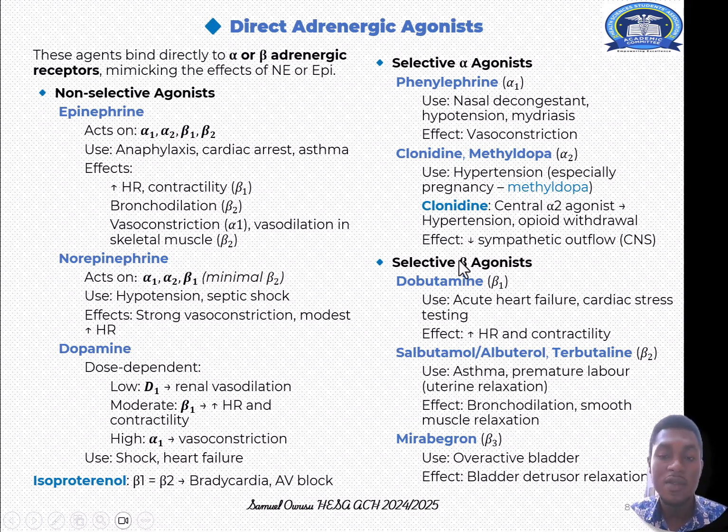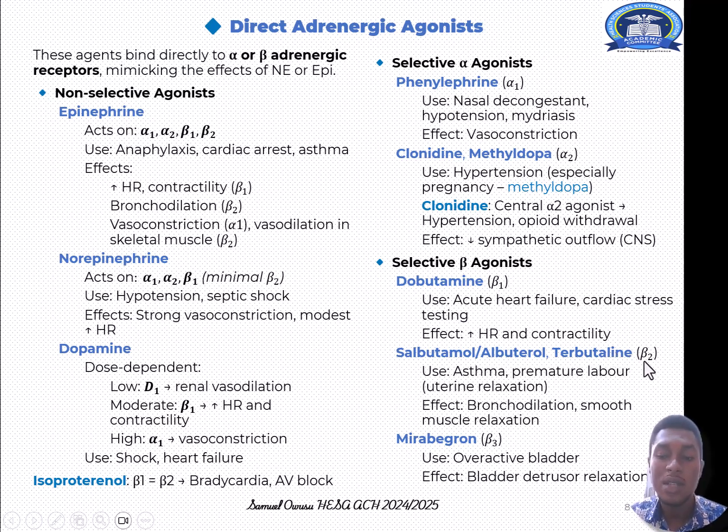Then we have selective beta agonists. We have drugs that will bind selectively to beta 1 receptors. Alright, we'll talk about them, but the main agent I want you to take note of is dobutamine. Dobutamine is used in acute heart failure and cardiac stress testing. Because it's binding to the heart, there's increased heart rate and increased contractility. Salbutamol, also known as albuterol, and terbutaline are used in asthma management.